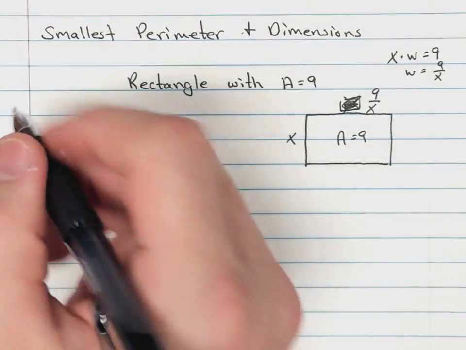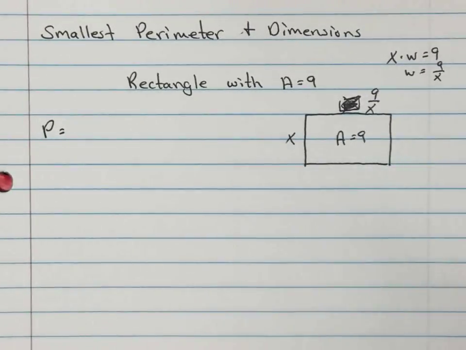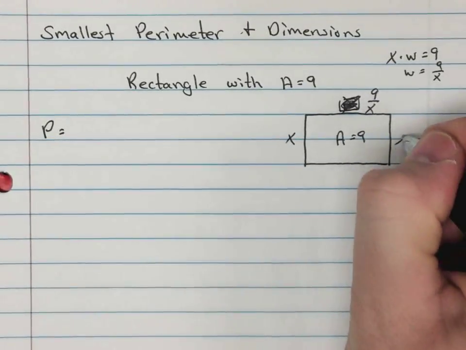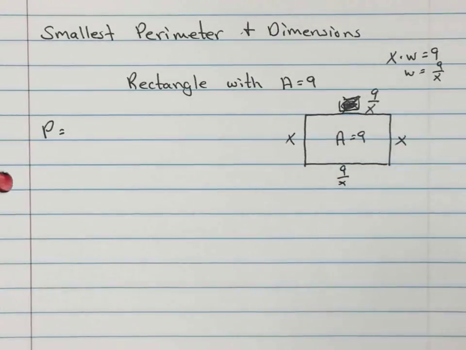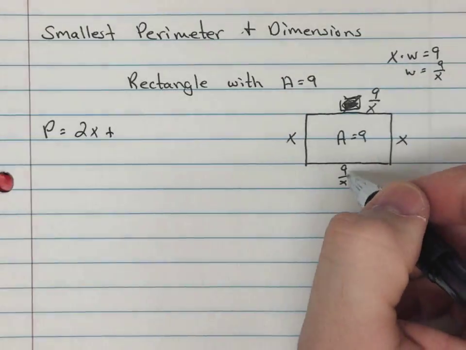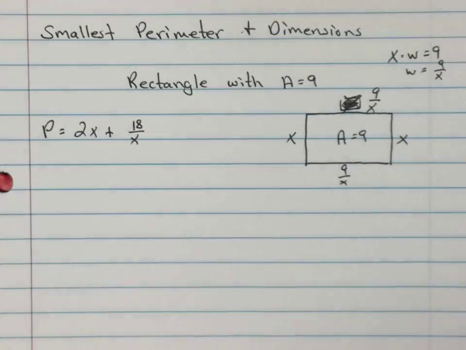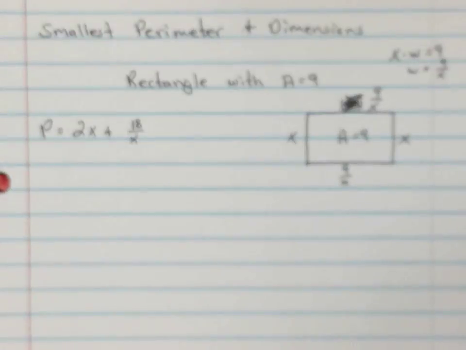Well, first off, let's write a function for perimeter. I know that the perimeter is what you get when you add up all four sides. So I have here, this is x, this is also 9 over x. So I have x plus x, which is 2x, plus 9 over x plus 9 over x, which would be 18 over x. You've got common denominators there.